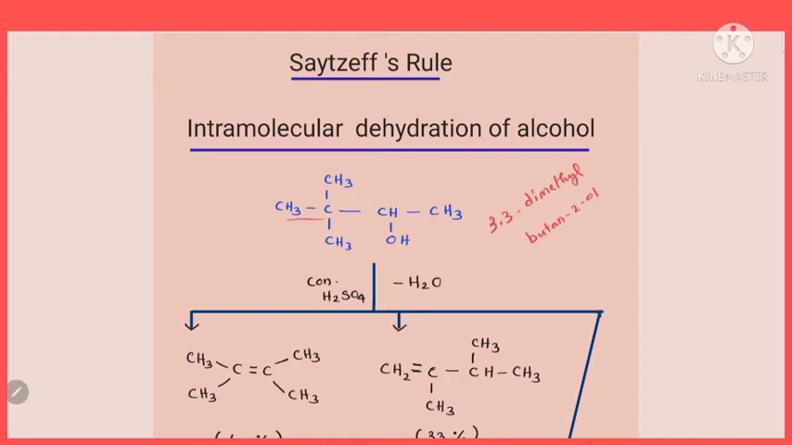Here this is the longest carbon chain of the compound. We have to start numbering from the right side. At the third carbon there are two methyl groups, so that's called 3,3 dimethyl, and the four-carbon chain with the OH group at the second carbon is butan-2-ol. So the name is 3,3 dimethyl butan-2-ol. These are the two methyl groups.